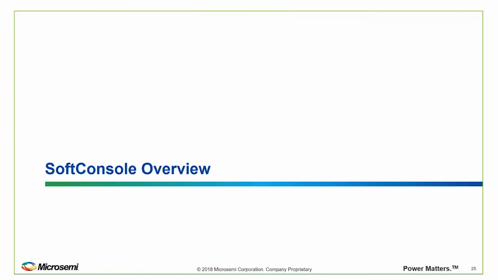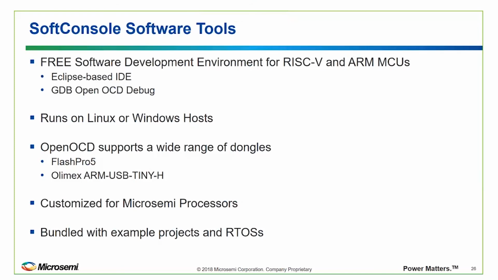Now I'd like to move into SoftConsole a little bit more. I have a lot of slides, but I'm going to skip the slides and just go right to the tools. I think that'll probably be more instructional as we go through this. As I mentioned, SoftConsole is free. It supports the RISC-V cores as well as ARM cores. Those ARM cores could be a soft Cortex-M1, or it could be the hard Cortex-M3 that we have in our SmartFusion silicon and our SmartFusion 2 silicon. I mentioned that SoftConsole is based on the Eclipse IDE, and we use a GDB OpenOCD debugger.